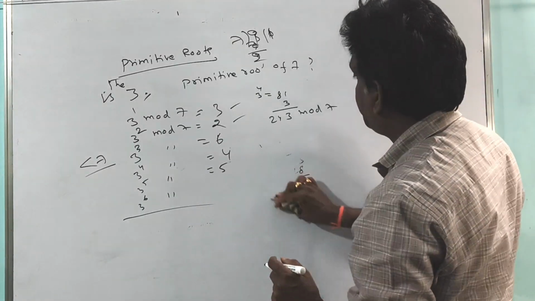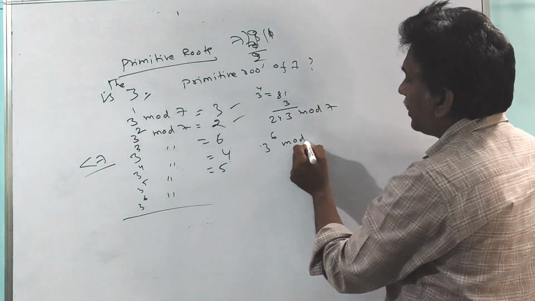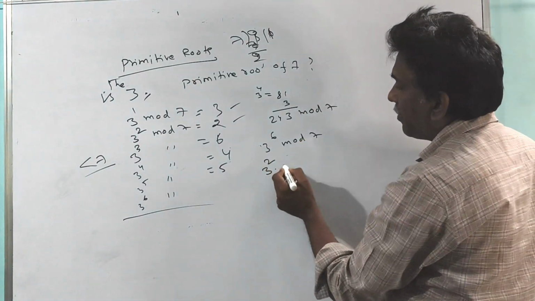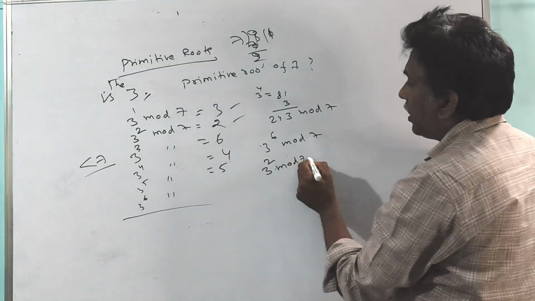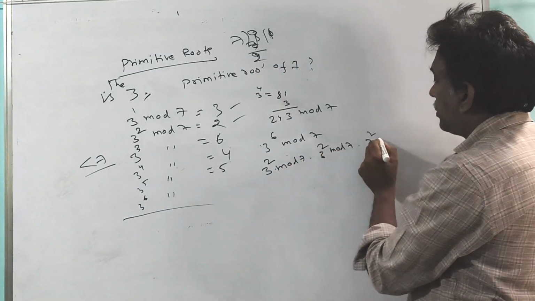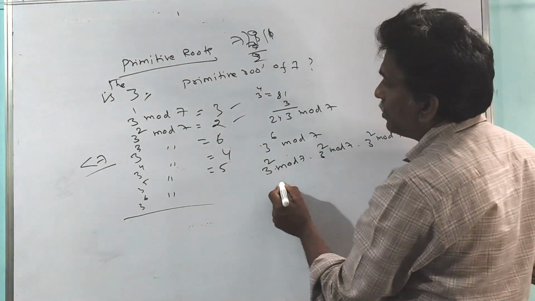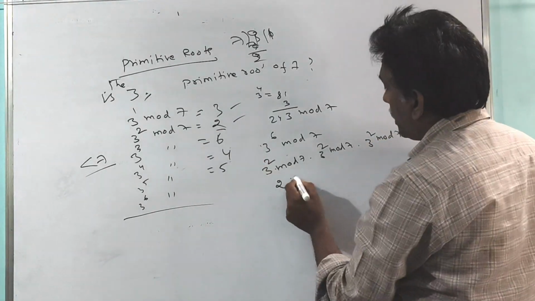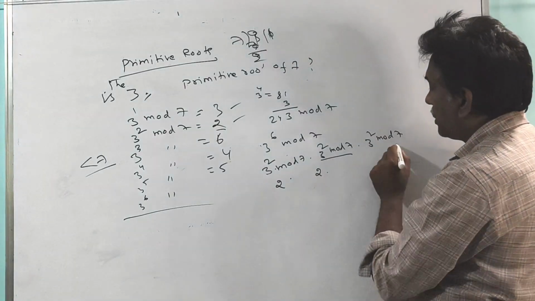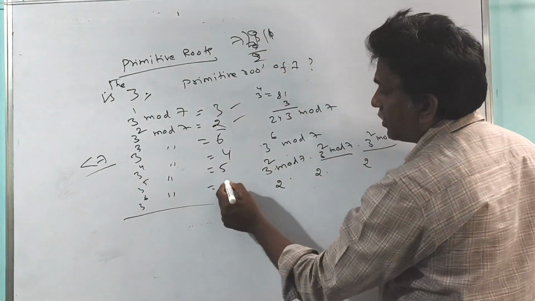3 power 6. So 3 power 6 mod 7, you can write as 3 power 2 mod 7 into 3 power 2 mod 7, by the exponential rule. 3 power 2 mod 7: 9 mod 7 is equal to 2. Here we get 2, here also we get 2. So 2 into 2 is 4, 4 into 2 is 8.